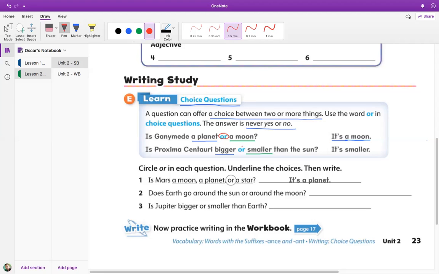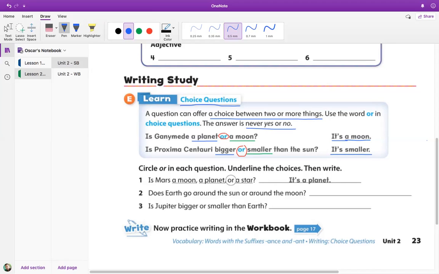Again, let's circle or, and then we have the answer. Again, a full short sentence: it's smaller. As you can see, we have one of the two choices, bigger and smaller, put in a short, complete sentence. It is smaller, or it's smaller.